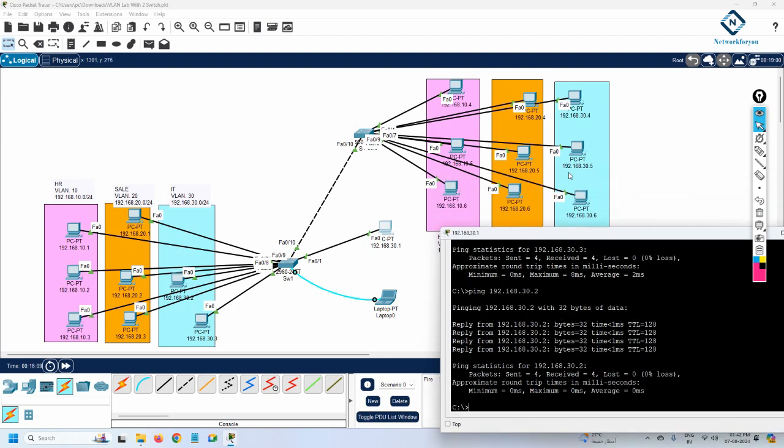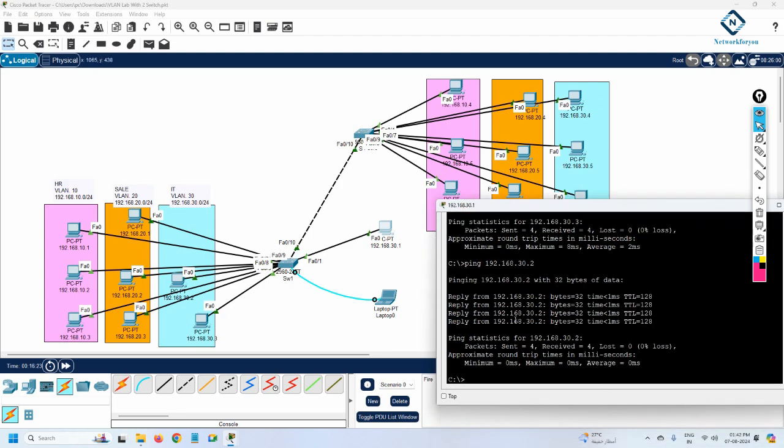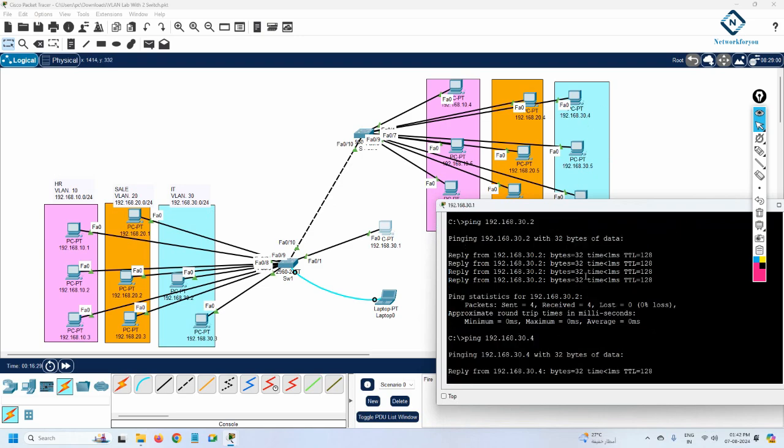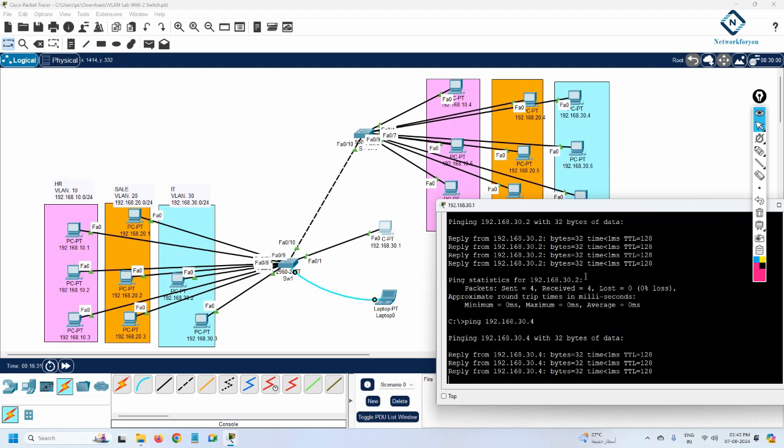If this one is not working, then we need to look. Maybe the IP is wrong, or maybe this port is wrongly assigned, or maybe this interface is not in the trunk, or maybe VLAN 30 is not allowed on the trunk. So we need to look. Let's try to ping. I will ping the IP here, 192.168.30.4. So I write 30.4. It is working perfectly, so no issue.